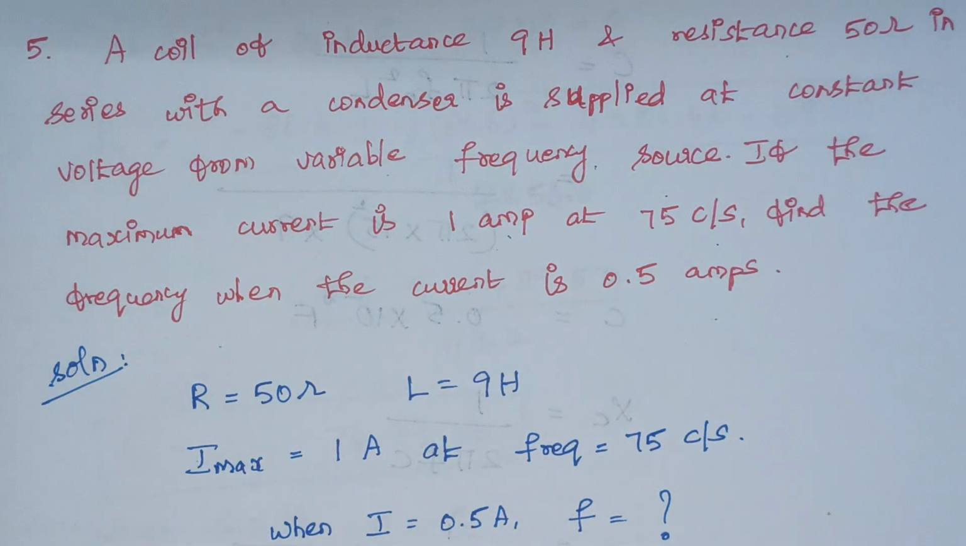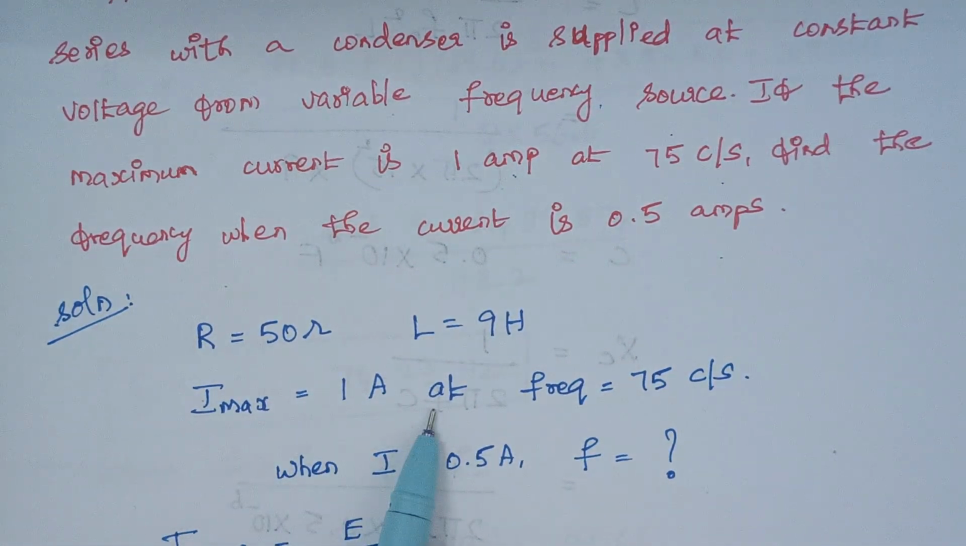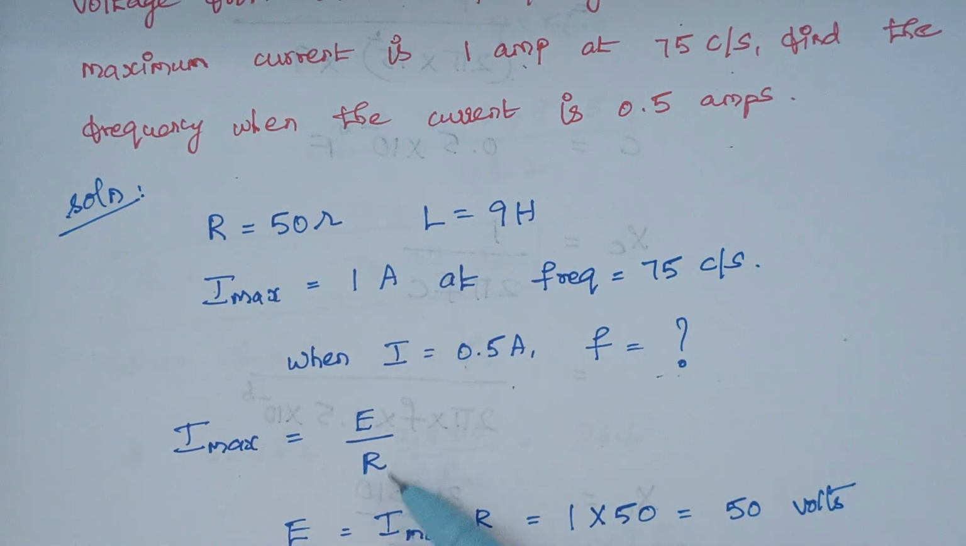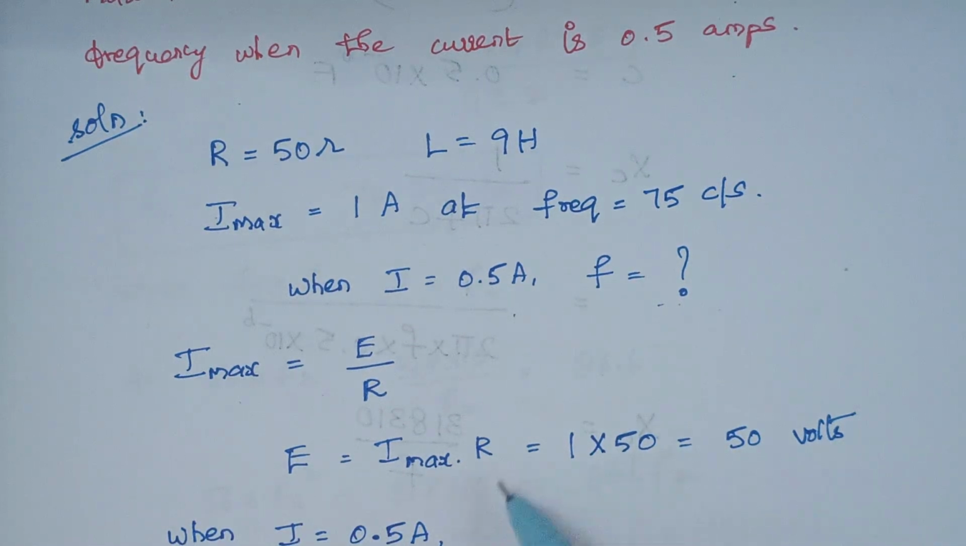So, first list down the given things, R, L, okay? The maximum current is 1 amps at a frequency of 75 hertz. And what is the value of frequency when the current is 0.5 amps? Right. The current will be maximum when the circuit is under resonance condition, or it is a purely resistive circuit. So, here Imax is equal to E by R. Therefore, E is given by Imax into R. We know the maximum current, we know the R. Therefore, the E is 50 volts here.